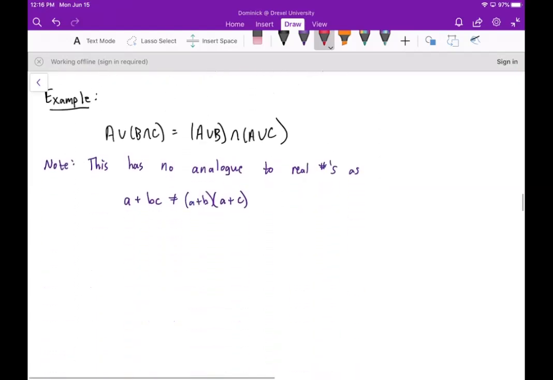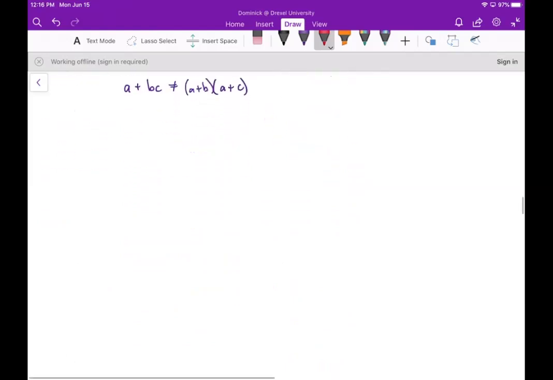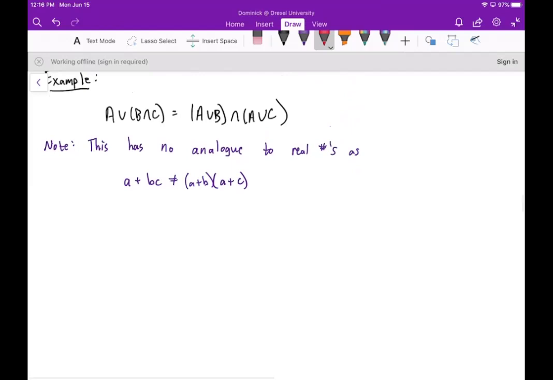All right, so let's do another example where we have a set inclusion proof. Now, this has no analog to the real numbers, because if you were to translate this to the real numbers, you'd have something that's not true. So this is a standalone set equality proof. We just saw that if I want to show that these 2 things are equal, I need to show that this is a subset of this, and I also need to show that this is a subset of this. So we have to do our 2-in-1 proof here again.